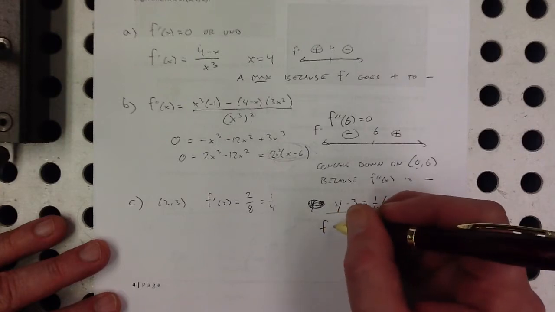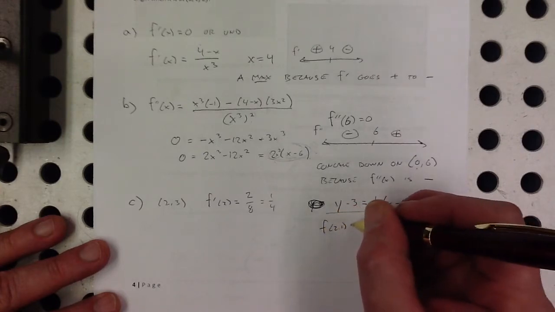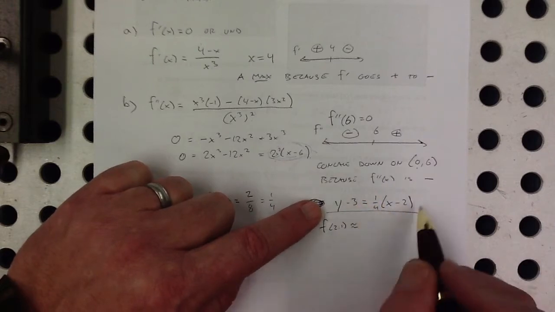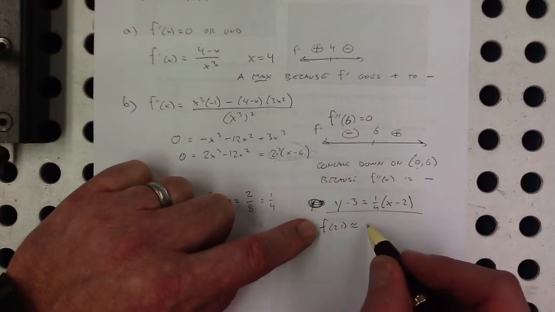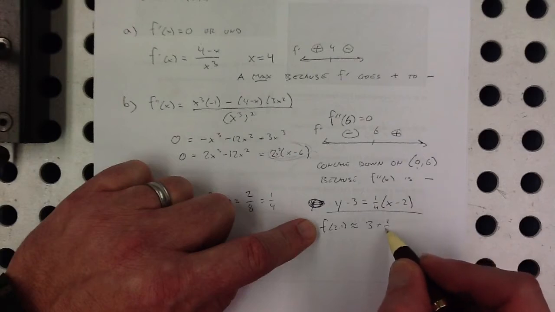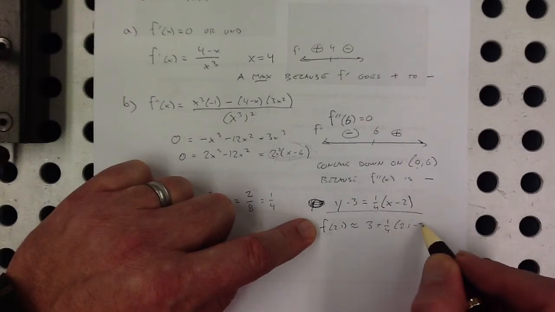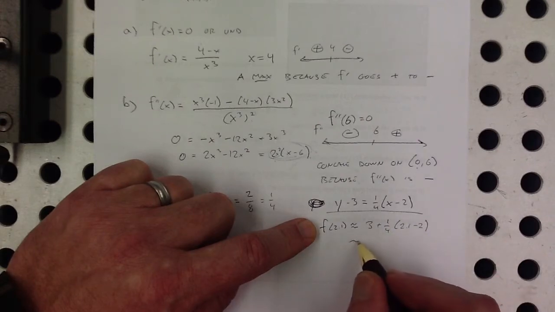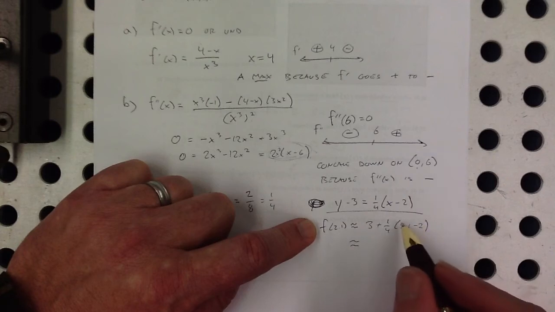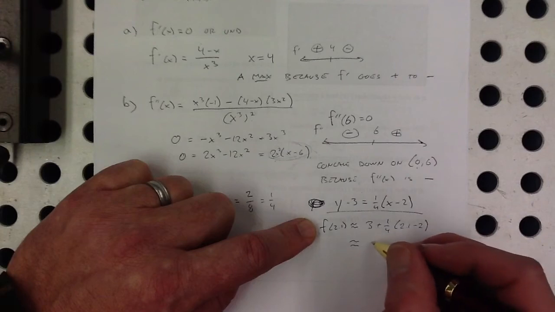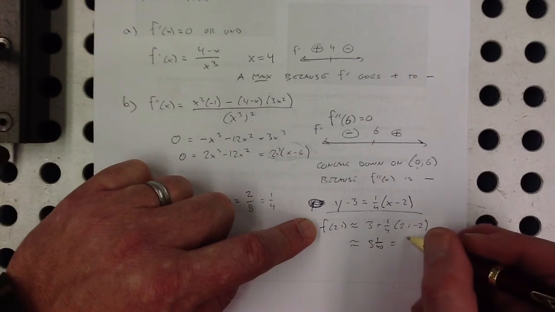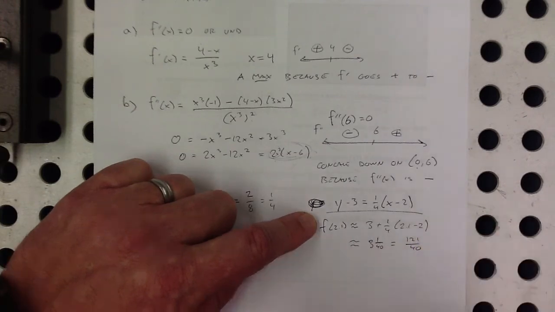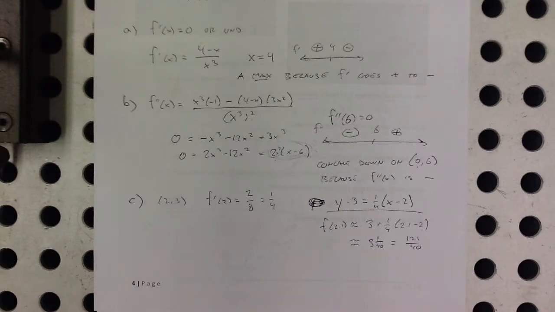Use the tangent line to approximate the value of f of 2.1. So f of 2.1 is approximately equal to what I get when I plug 2.1 in here. So I'm going to move the 3 to the other side. 3 plus 1/4 times 2.1 minus 2. And that's, let's see, that's 1/10. So 1/10 of 1/4 is 1/40th. So 3 and 1/40th. You could write it like that, or 121 over 40, or however you want to write that. But it's a no calculator problem.